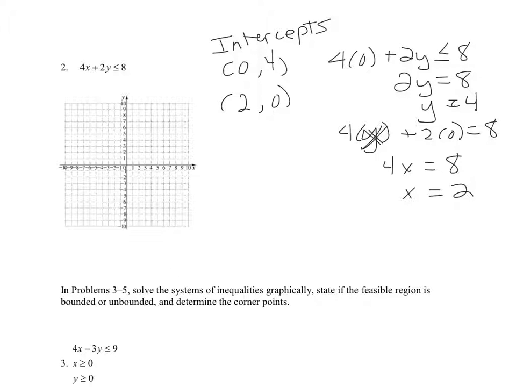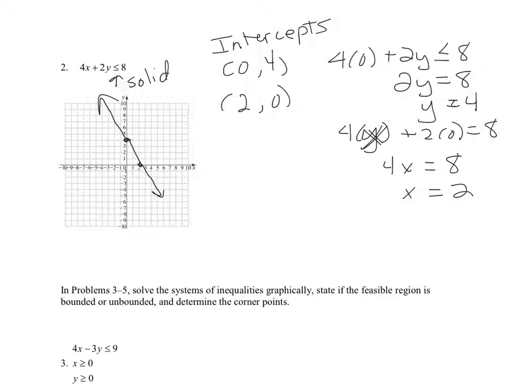So that means at 0, 4, that's my y-intercept. At 2, 0, that's my x-intercept. I can sketch the line now since I have 2 points. A third point is nice to ensure that we haven't made a mistake, but we do have the correct line here. Now, because of the or equal to, it needs to be a solid line. So I'm going to sketch this in.